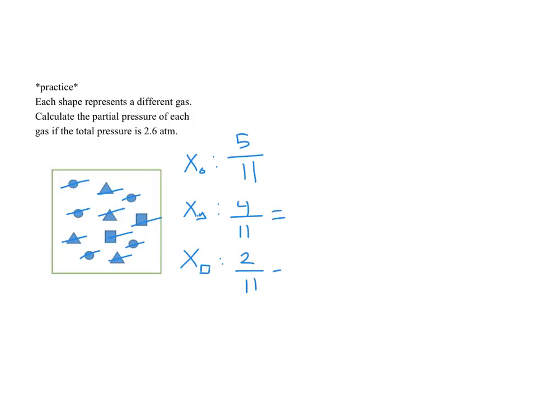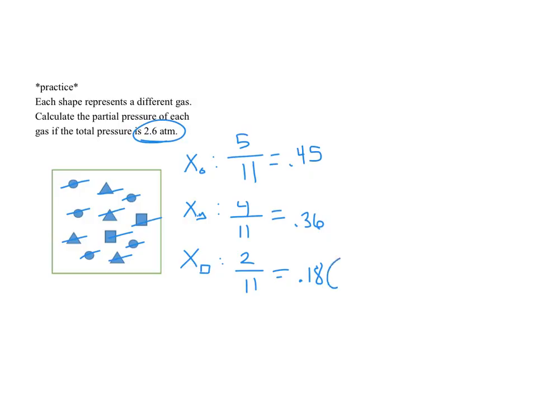So then you can just divide those out and get your mole fraction number, which is 0.36 for my triangles, 0.18 for my squares, and then 0.45 for my circles.